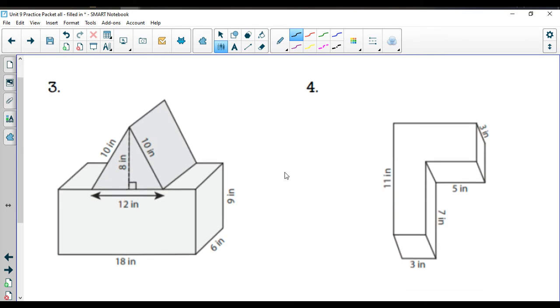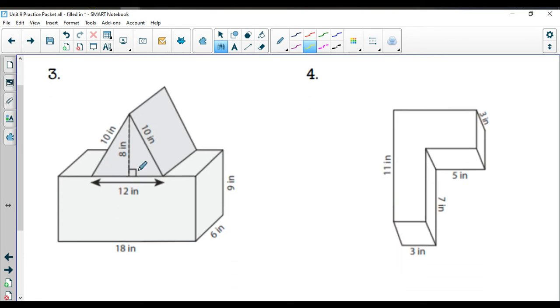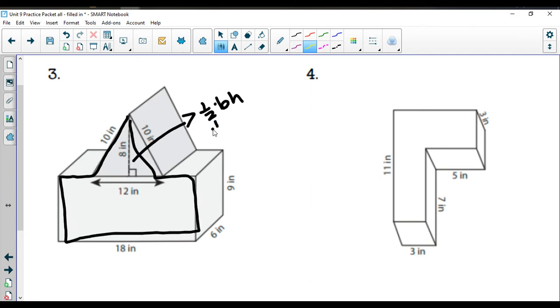Questions number 3 and 4 are right down here. For question number 3, we're going to look at this funky looking base that's right here. It's actually made up of a rectangle and a triangle on it. So area of my triangle is 1/2 times base times height, 1/2 times 12 times 8. So it's going to give me 48. And then the area of this rectangle is 18 by 9. So 18 times 9 gives me an area of 162.